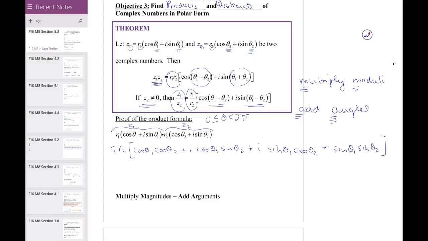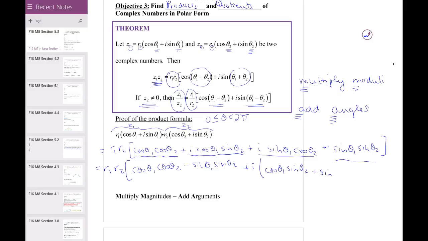So let's look at this and see if we recognize this. So I have the r1 r2. I'm going to just rearrange a little bit and have cos theta 1 cos theta 2 minus sine theta 1 sine theta 2. So think about whether you're recognizing that. Plus I, factor out the I, and get cos theta 1 sine theta 2 plus sine theta 1 cos theta 2.